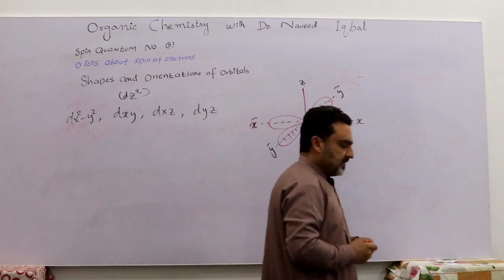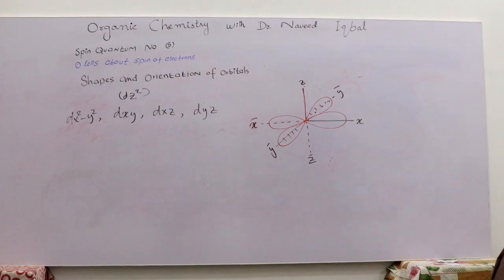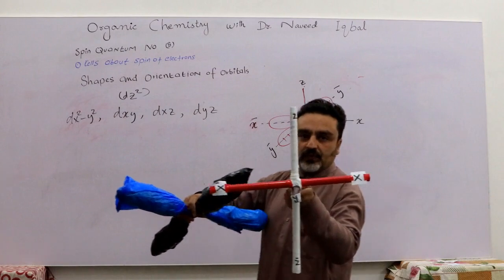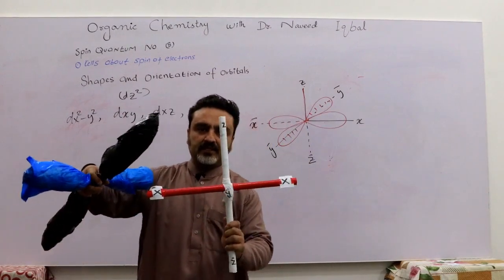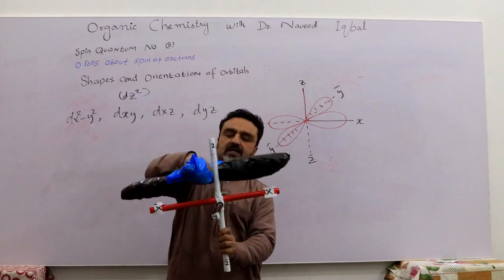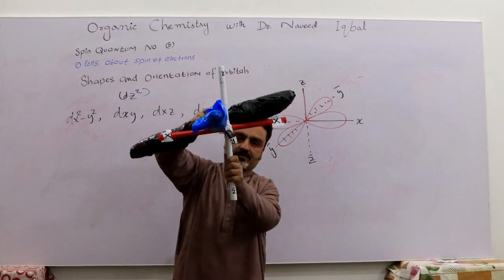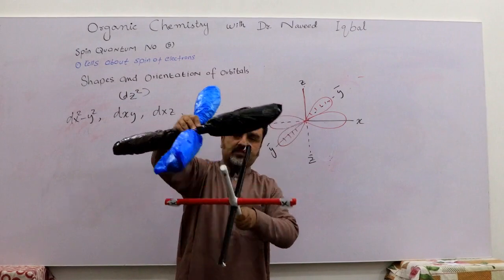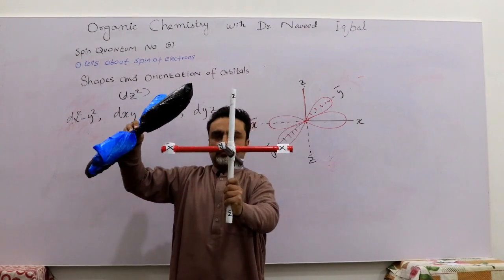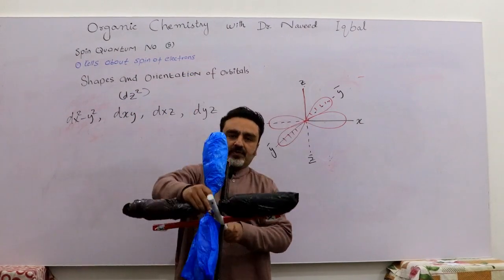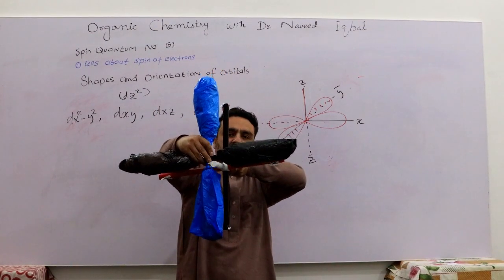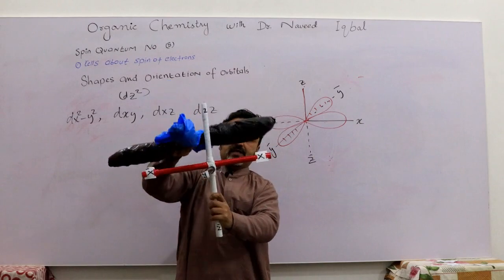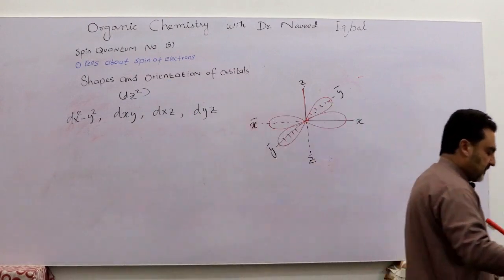So let me show you in 3 dimensions. Look at this, this is the 3-dimensional thing, and they are just present like this. These are the axes. If I tilt it, you may see how it looks. It is present on the x and on the y axis. Now let's move to the other orbitals.